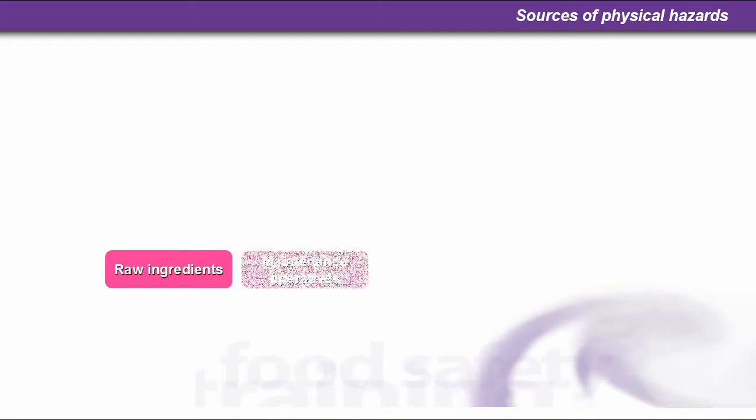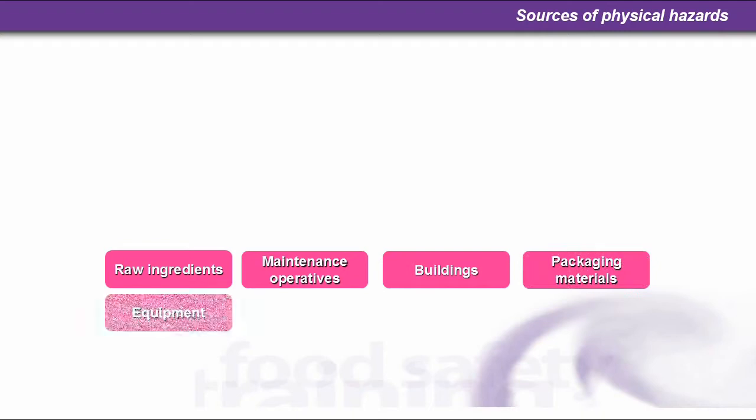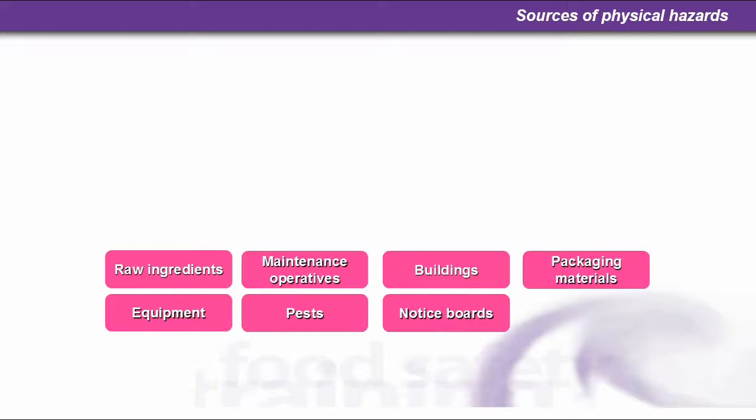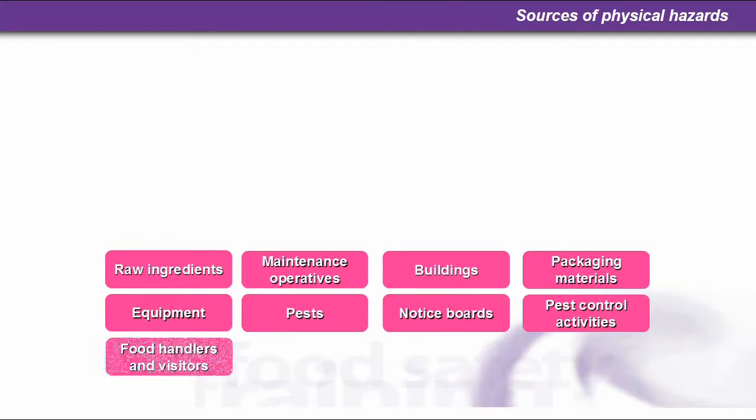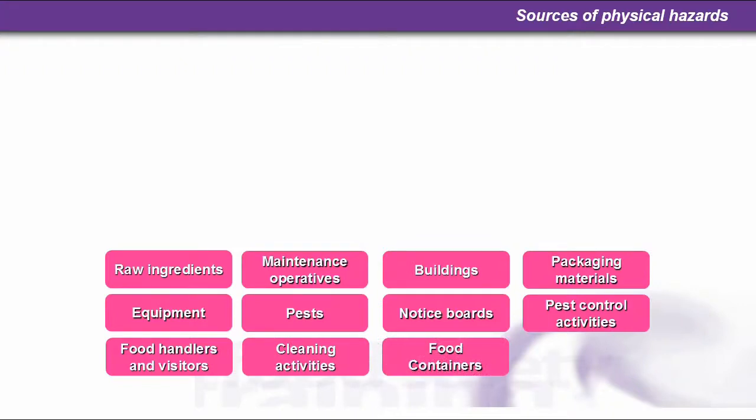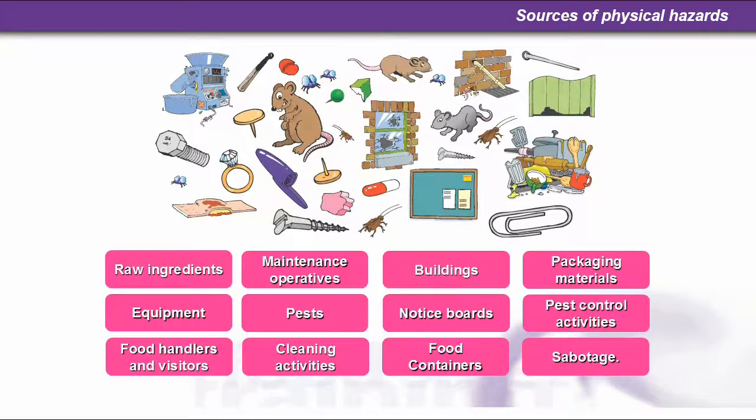Sources of physical hazards include raw ingredients, maintenance operatives, buildings, packaging materials, equipment, pests, notice boards, pest control activities, food handlers and visitors, and there's more: cleaning activities, food containers, sabotage. And there are some graphical representations above of the different types of physical hazards.